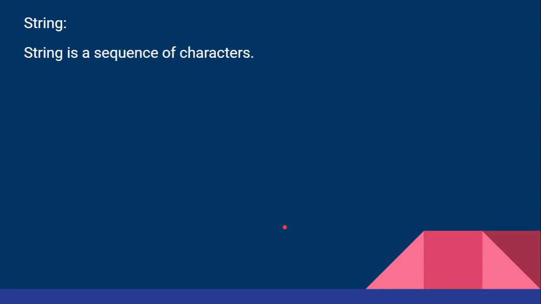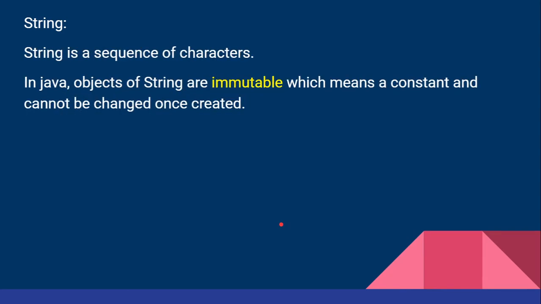A string is a sequence of characters, and here in Java we talk about classes and objects. In Java, string objects are immutable, which means constant, and they cannot be changed once created. So once we create an object of String in Java using the String class, it is not changeable. It's a constant, we cannot change it. It is called immutable.